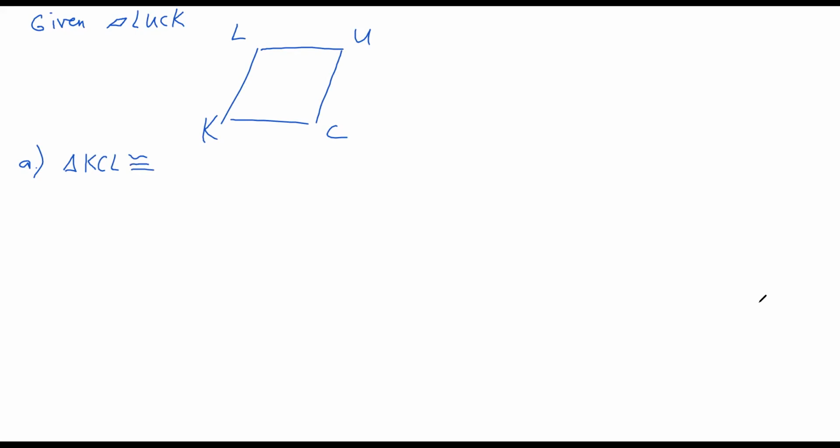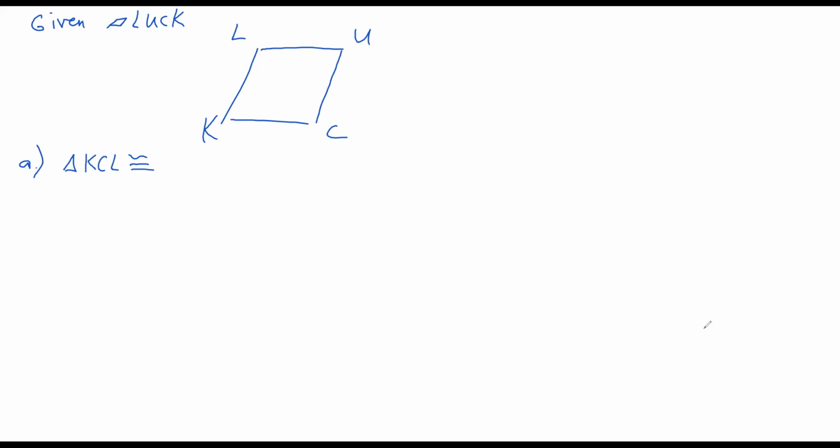So if you're given parallelogram LUCK, so I'll make my parallelogram, we'll label it LUCK. First, let's just match some things up. This would be like a fill in the blank type of thing. If you have triangle KCL, what is that congruent to? And so when we see KCL, let's fill in the piece that's missing.